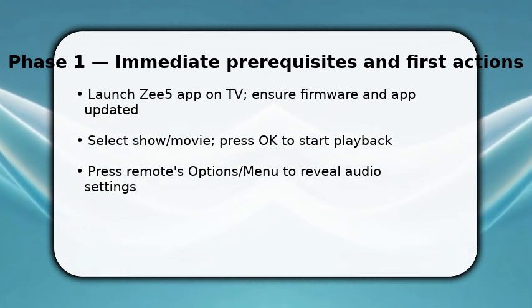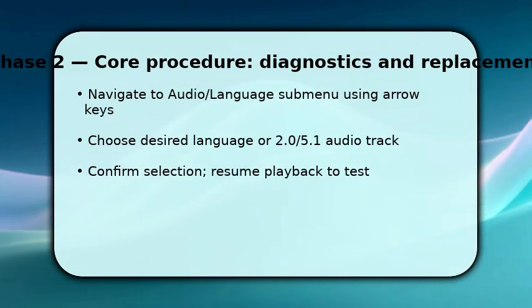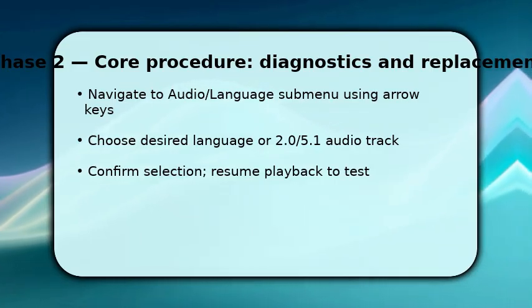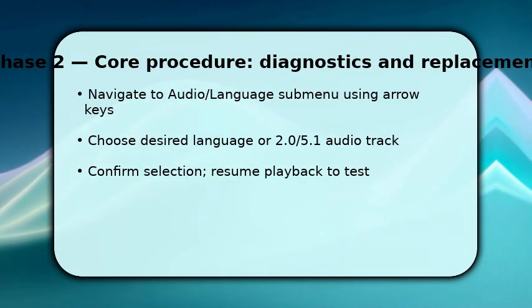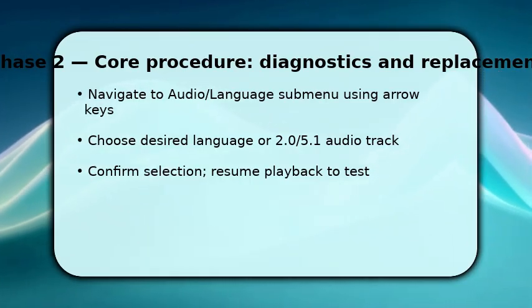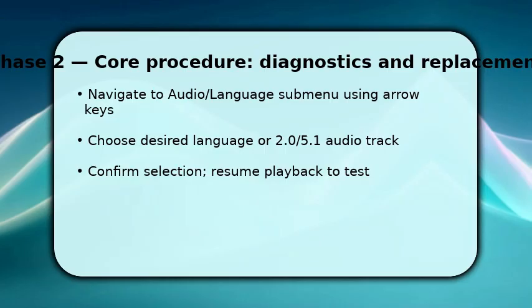Once the audio menu is open, navigate to the audio or language submenu using your remote's arrow keys. You want to see a list of available tracks. You choose between language tracks and audio formats like 2.0 or 5.1. Pick the one that matches your speaker setup so you get correct channels and clarity.